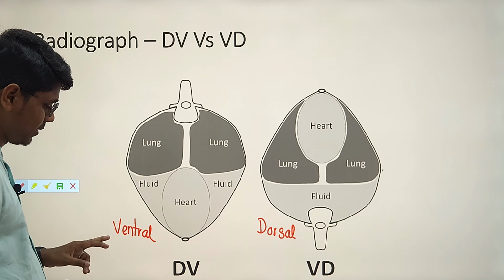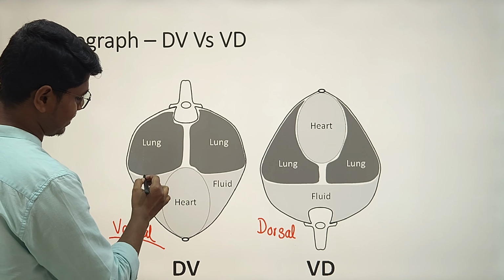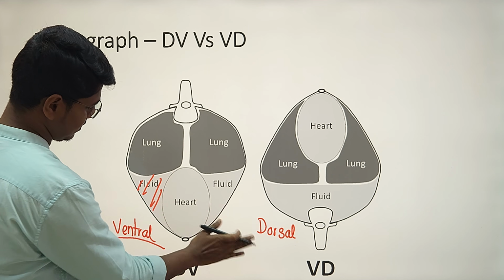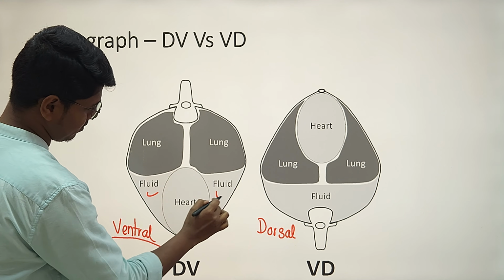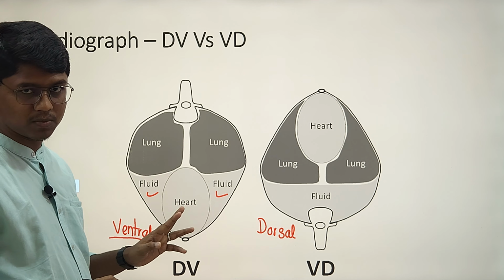Okay, so when the animal is in ventral recumbency, the fluid will migrate due to gravity. These are fluids. Here is fluid, and the fluid has soft tissue opacity. The heart also has soft tissue opacity.